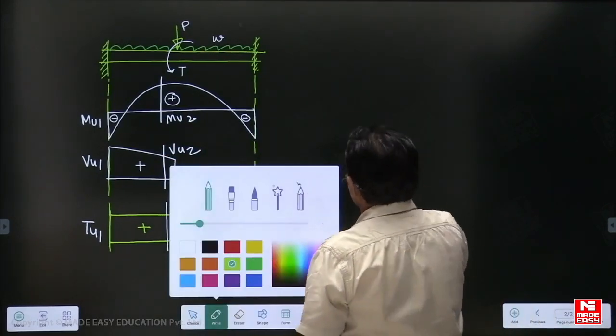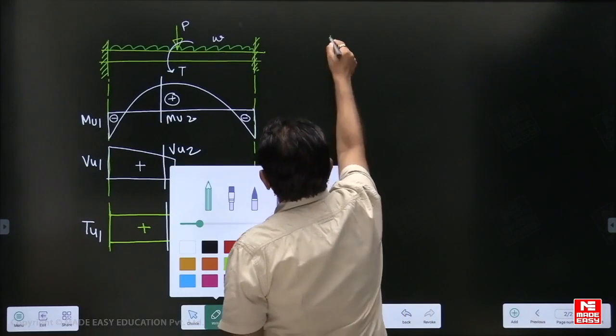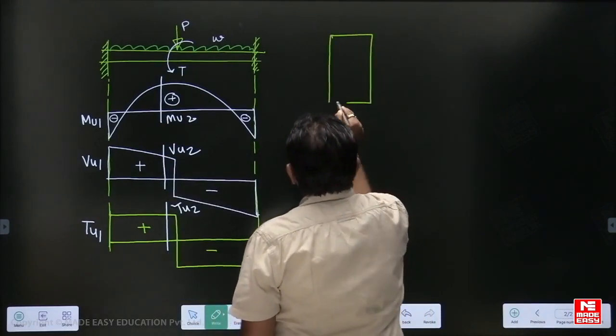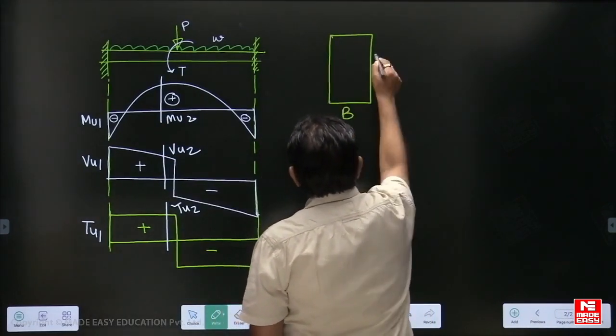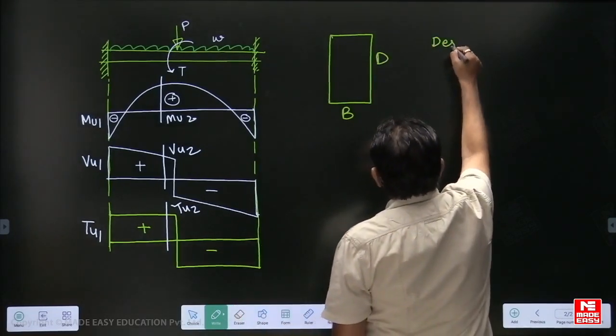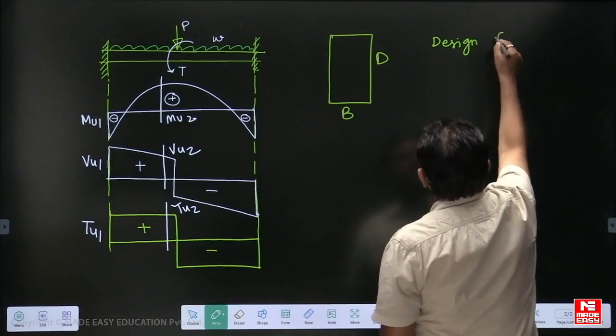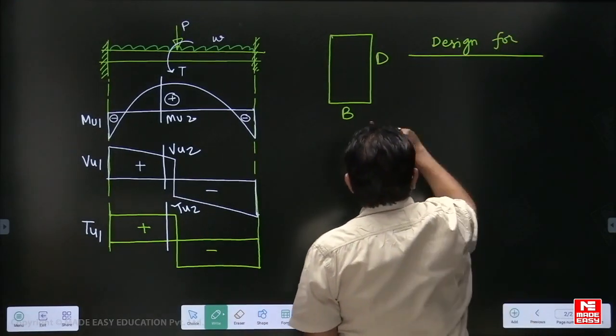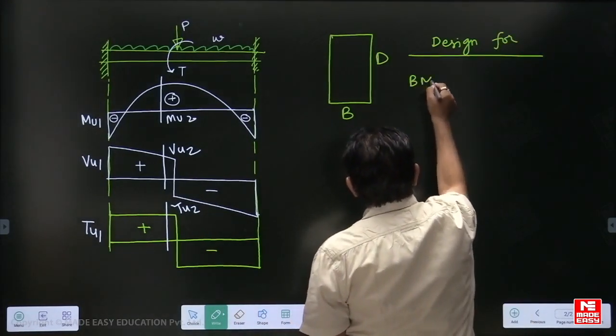Suppose you design the beam, and the size of the beam is B by D, and you have to design this beam for a set of values like bending moment BMU.